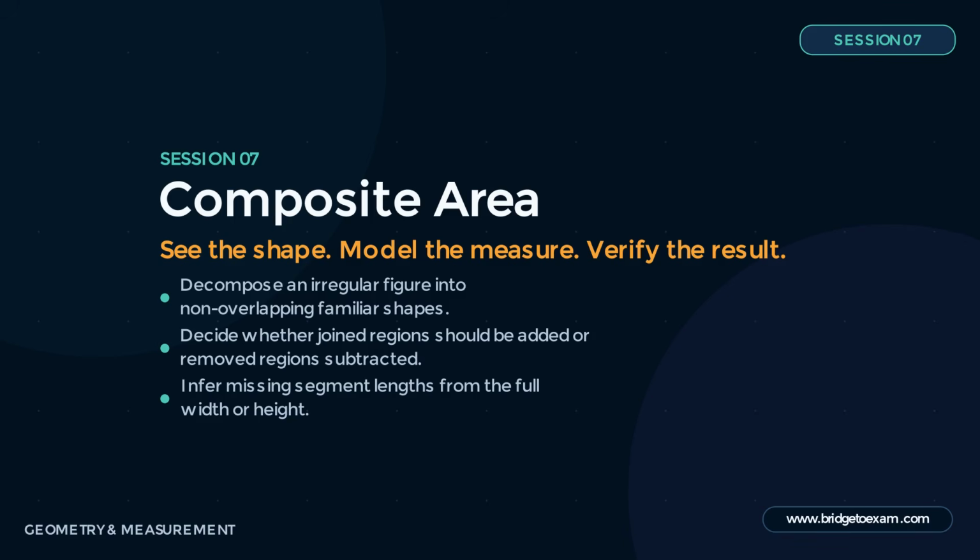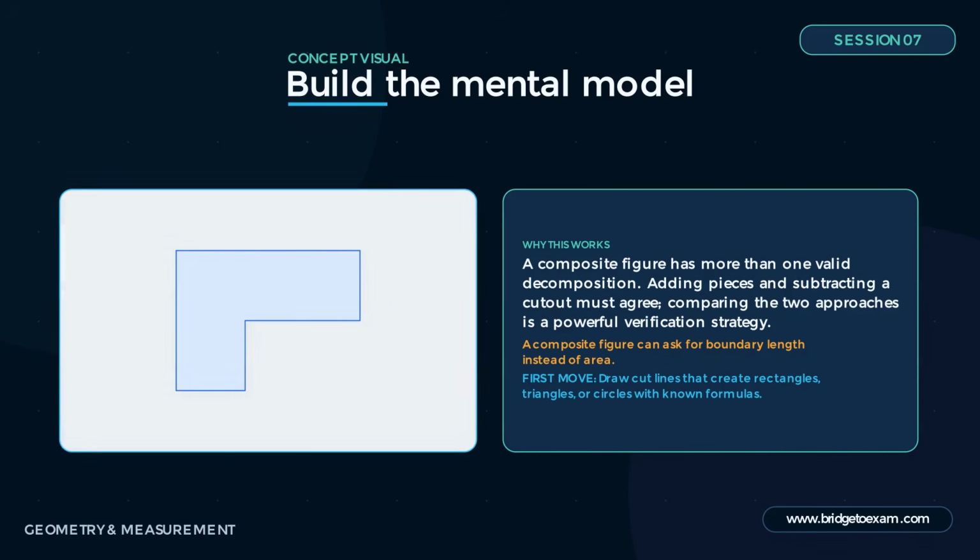Decide whether joined regions should be added or removed regions subtracted. Infer missing segment lengths from the full width or height. Keep the diagram, the calculation, and the unit connected at every step. Start with the concept visual.